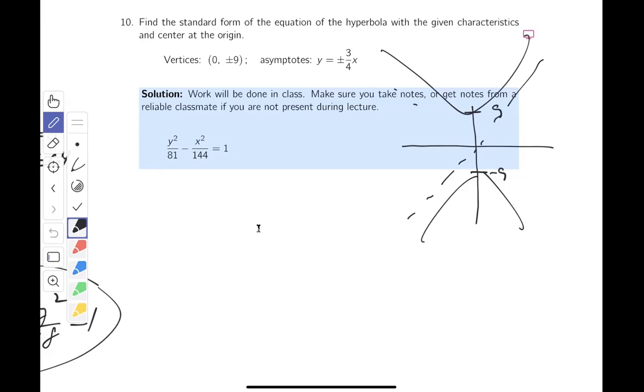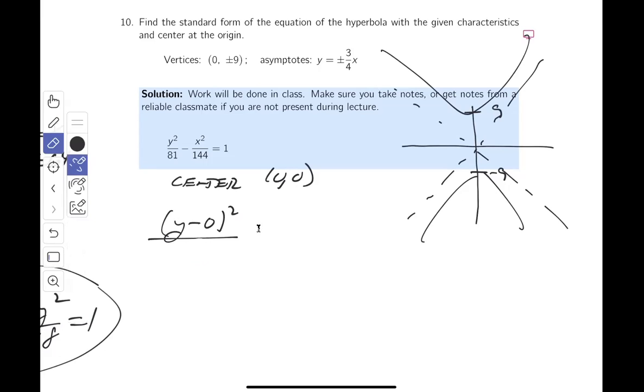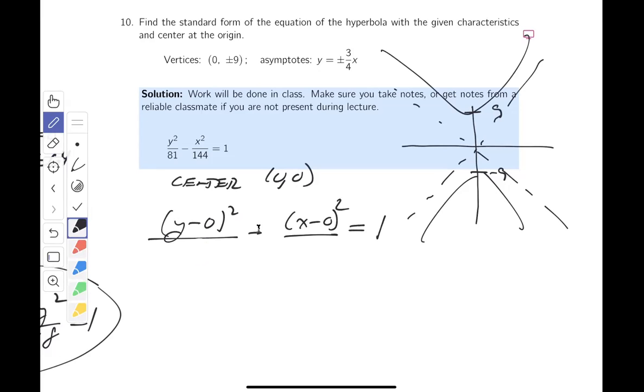This is just a rough picture. I'm not saying it's good. It doesn't have to be good. I know the center, just looking at that picture over here. Center is (0, 0). I know the form of this one too. It's going to be y minus 0 squared over something, right? I don't know yet, so I should maybe put a question mark there, minus x minus 0 squared over something equals 1.